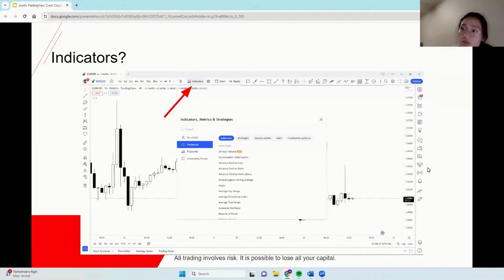Okay, indicators. So there are a whole bunch of indicators out there. But basically, you can click on this button, search up the indicator that you're looking for. You can even favorite them so that it's easier for you to use them whenever you are conducting your analysis.